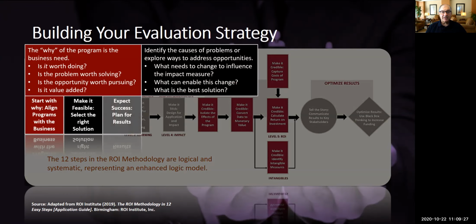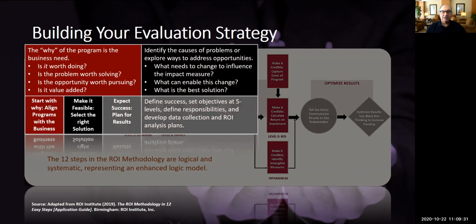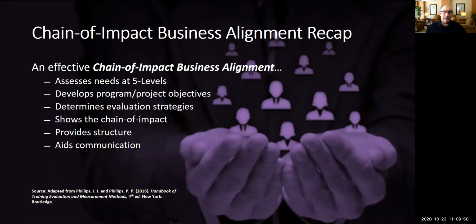Okay, expect success. That is planning results. And that's really where we're at right now. You want to define success, set objectives, levels at the 5 levels, define responsibilities, define data collection and ROI analysis plans. And that we're going to talk about in more detail today. Okay, recap.